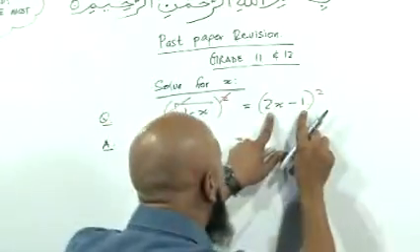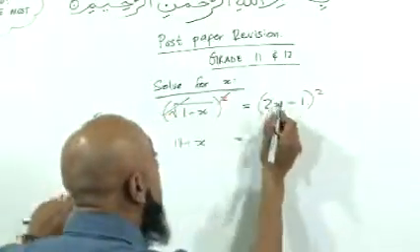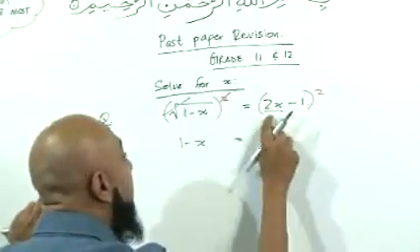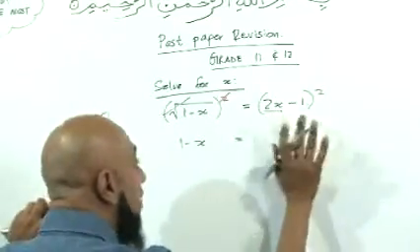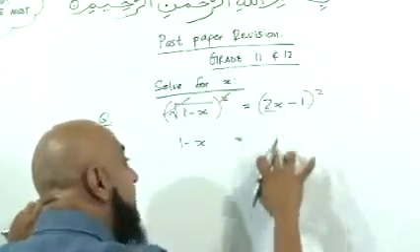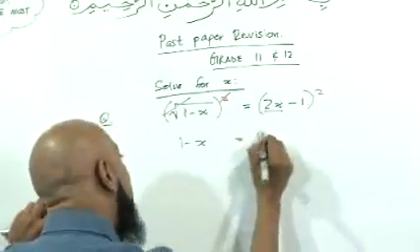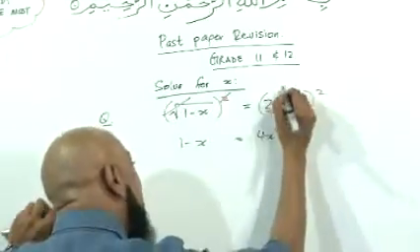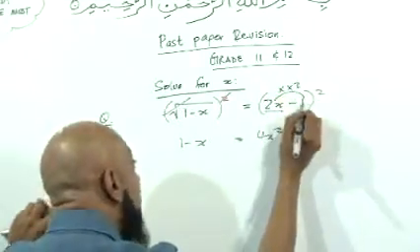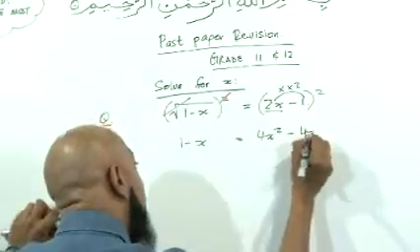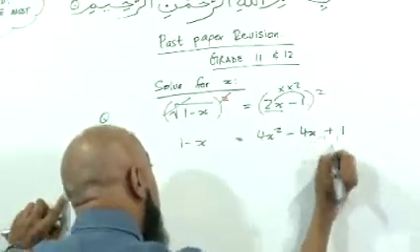Be careful. We are squaring a binomial. So we square the first term. This is not 2x or 4x squared plus 1. No. It's a trinomial. It ends up in 3 different terms. So square the first term, 4x squared. Multiply the 2 and times it by 2. Minus 2x times 2 minus 4x, negative 1 squared plus 1.